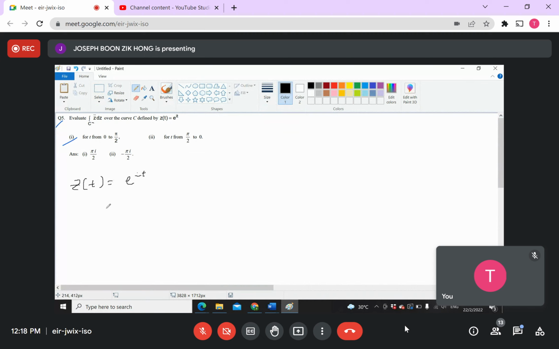So that means now, your integral will be equivalent to integrating from 0 to pi over 2, and then z conjugate, because now your z is this one. So conjugate will be cos t minus i sine t, because it's conjugate, z bar. And then times with this one.